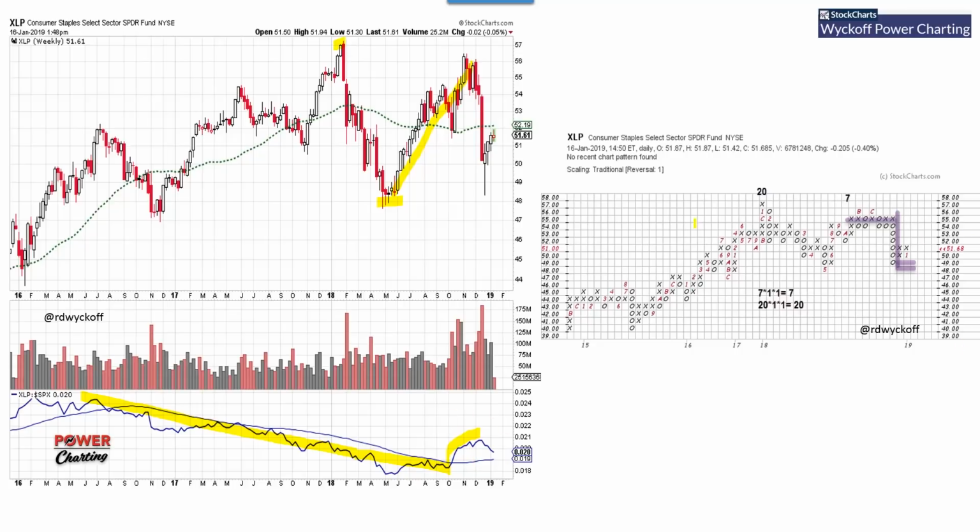Looking at point and figure, we take this trading count, which is this area here. You can see we have 7 columns, declined down to the area of $49. It went right to that area and has now turned up from that.